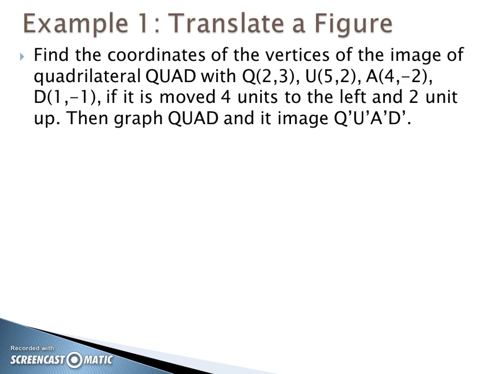So our first example is a translation. The very first thing we have to do is write the vertex matrix for the quadrilateral QUAD. So we have 2, 3, 5, 2, 4, -2, 1, -1. To translate the quadrilateral 4 units to the left, add -4 to each x coordinate. To translate the figure 2 units up, we're going to add 2 to each y coordinate. This can be done by adding the translation matrix where all of the x coordinates are -4 and all of the y coordinates are 2 to the vertex matrix of QUAD.